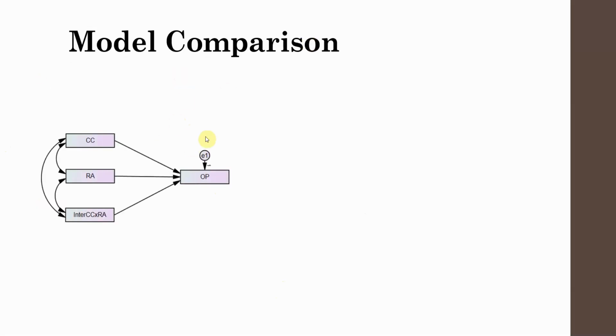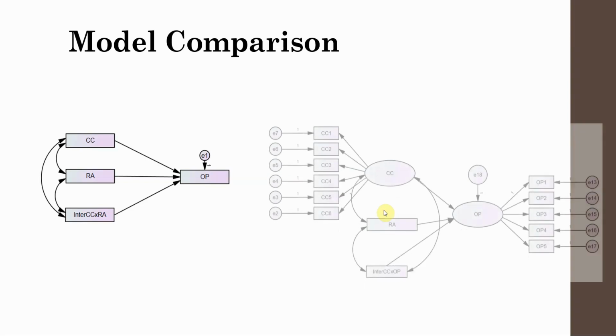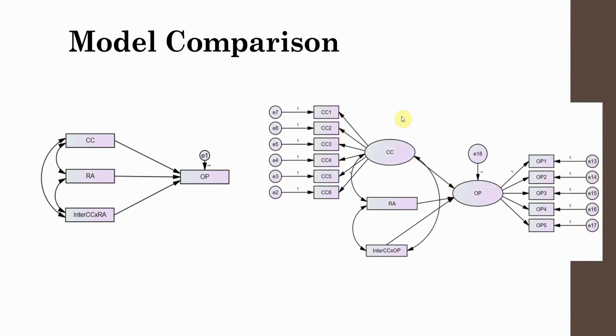Now let's do some model comparison. This was the earlier model that we did, all composite variables: interaction, moderator, independent, dependent. Now this is a mixed method model. Your independent variable is a latent unobserved variable with its indicators, your dependent variable has its indicators, but your role ambiguity, that is your moderator, is a composite variable, and your interaction is composite as well.